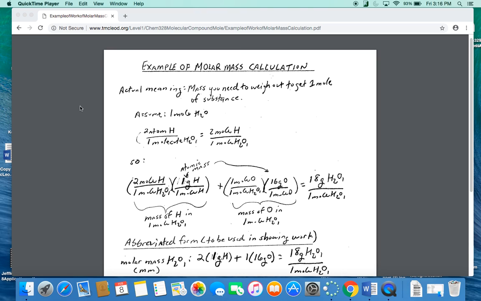Hello, this is a video on how to do molar mass calculations. So a molar mass is exactly what it says it is. It's the mass you have to weigh out of 1 mole of something.